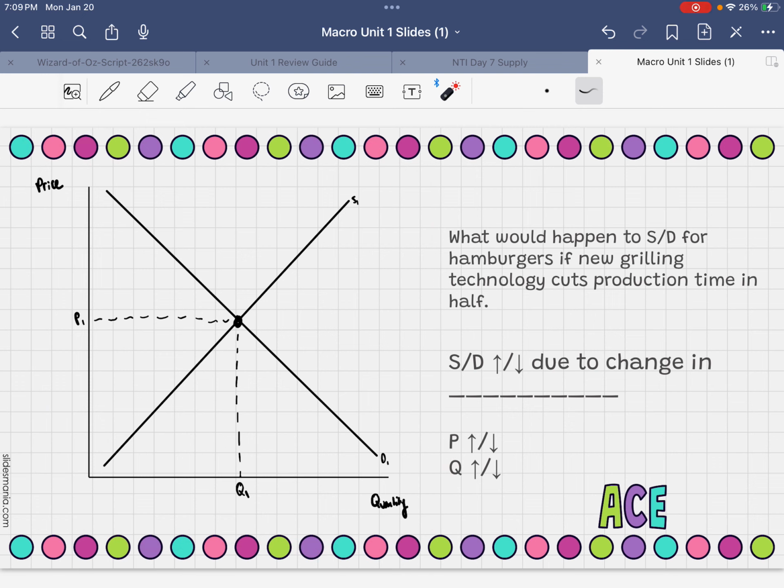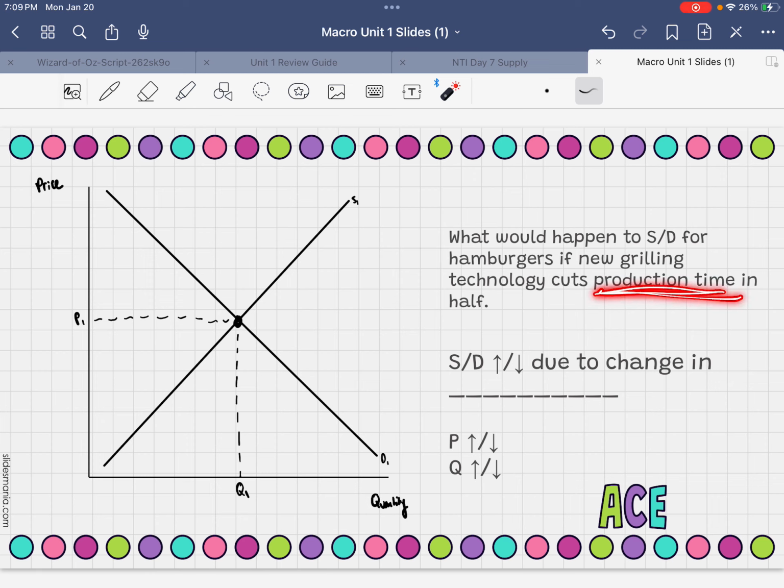Make sure that you have your axes labeled, your curves labeled, your equilibrium. And then after the shift, you're going to check again for new curves, new equilibrium. So we have to first determine, does this new change that is other than the price impact the producers making it or the demanders consuming it? New grilling technology cuts production time in half.